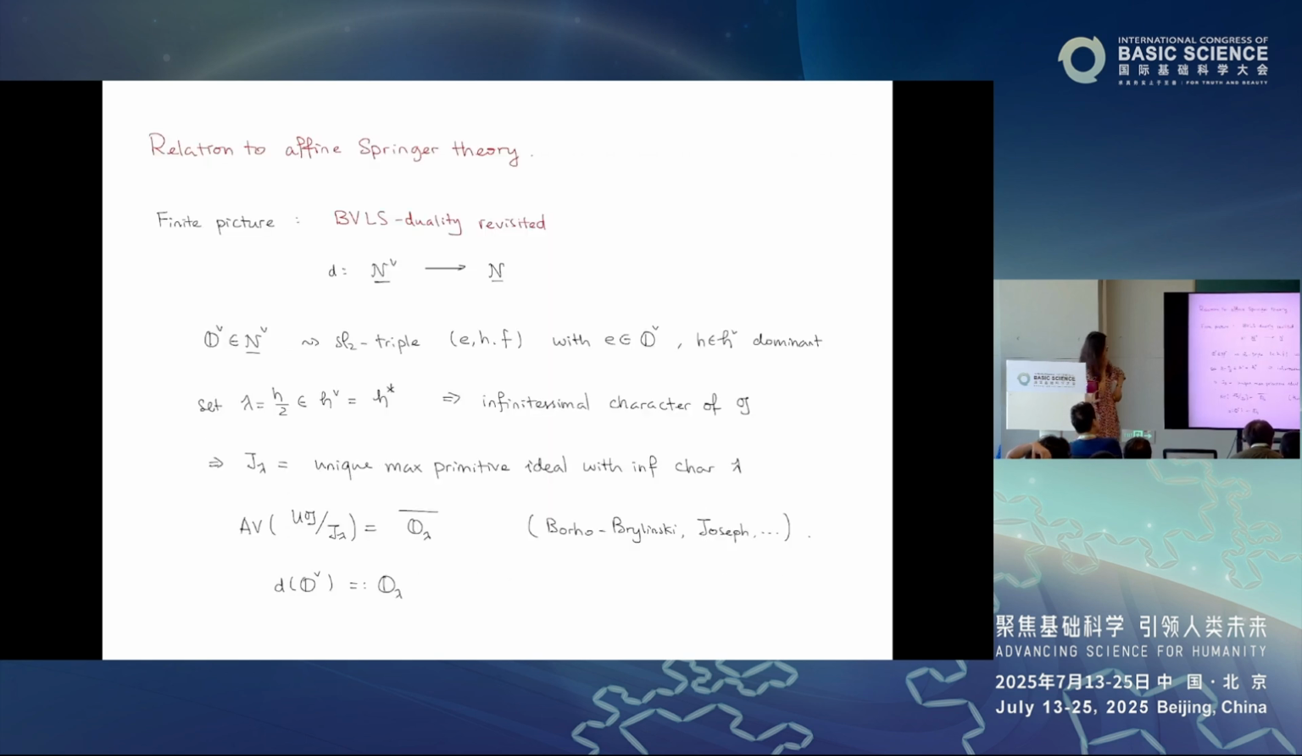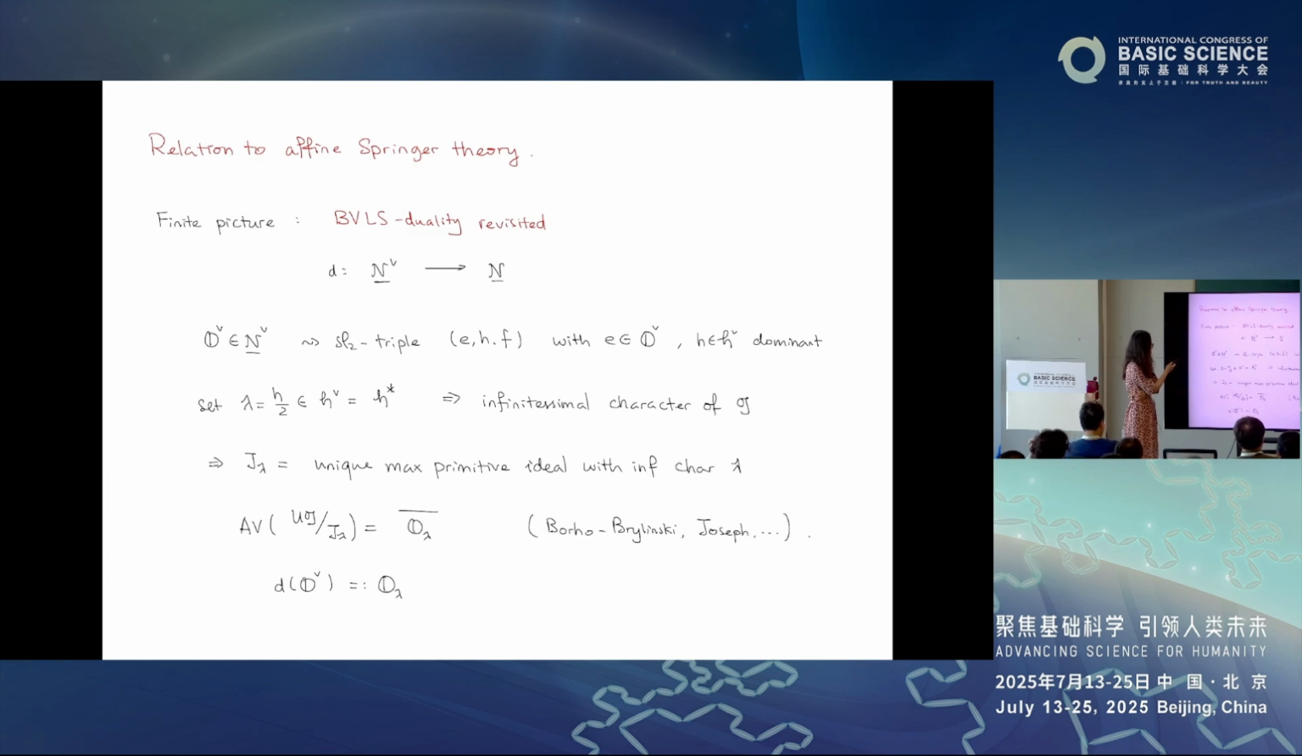Okay, and then I want to explain, I have something like 15 or 20 minutes, some relationship with affine Springer theory. So let's revisit this BVLS duality map, how it is defined. It is defined in the following way.